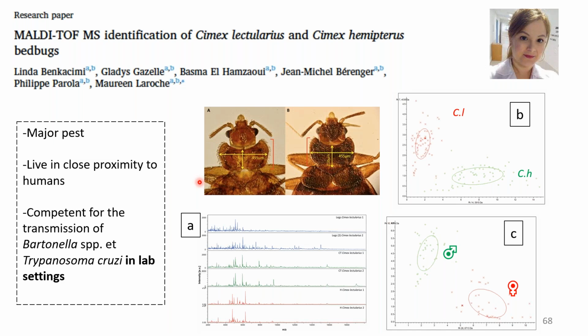So we tried different protocols on bed bugs, and you can see in blue that the legs didn't provide really nice spectra. We had quite a bit of noise. We also tried the cephalothorax, the head and thorax, and the head alone, and both those body parts gave satisfactory spectra. We ended up choosing the head because when we were doing queries, the head was providing higher log score values. So you see here on the PCA that MALDI-TOF is really able to distinguish Cimex lectularis from Cimex hemipterus and also male from female.